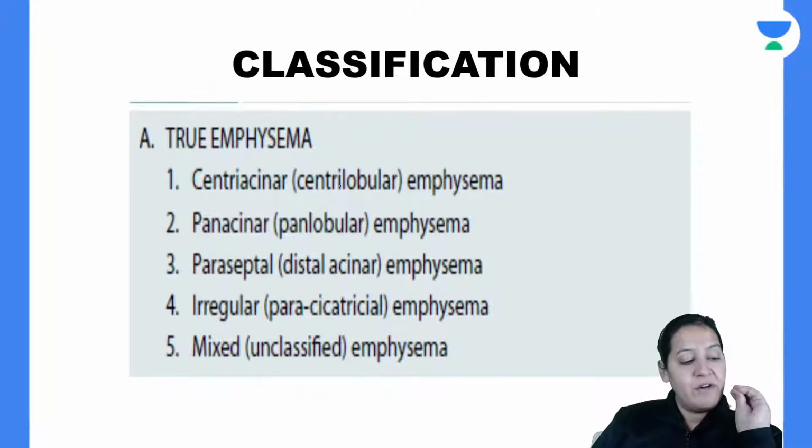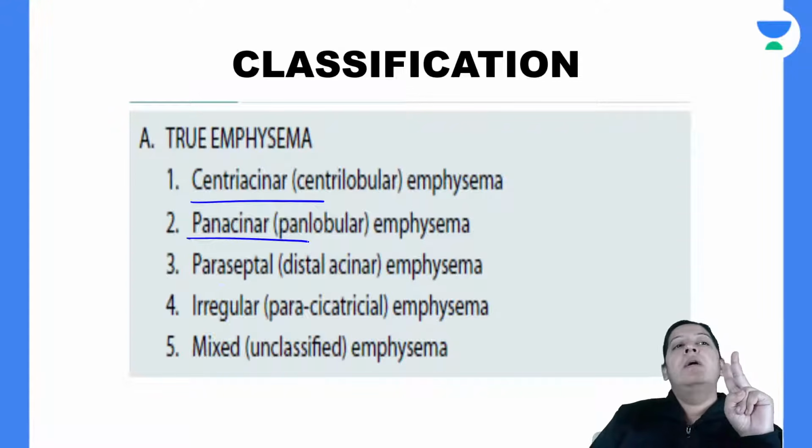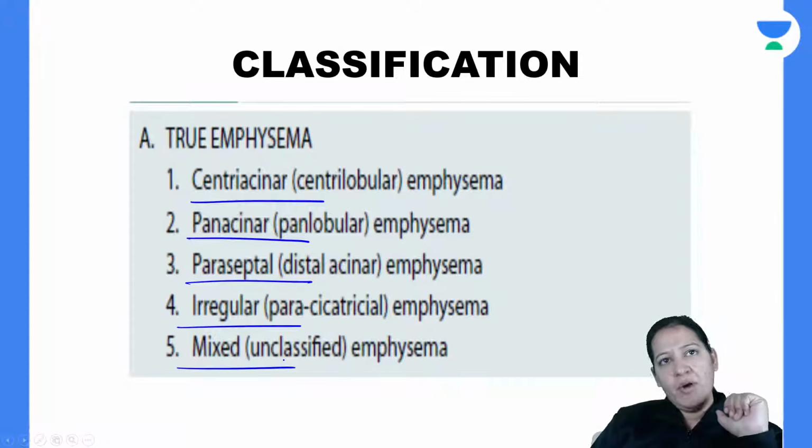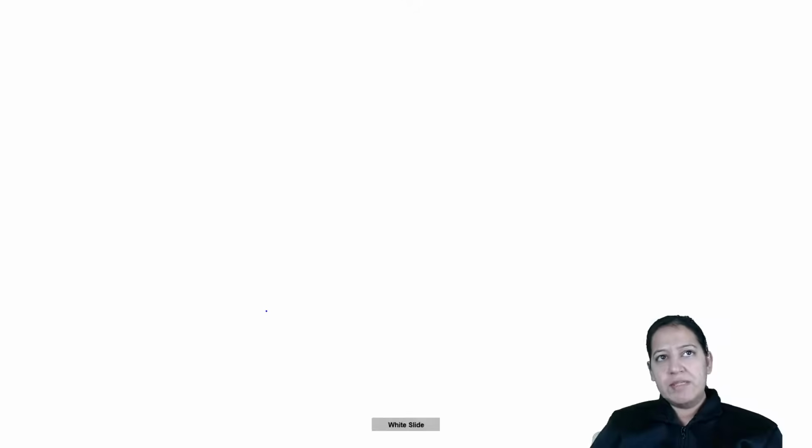Now, how many types of emphysema are there? Emphysema is basically of 5 types: centriacinar, panacinar, paraseptal, irregular and mixed. What do you mean by that? Have you understood what is emphysema?